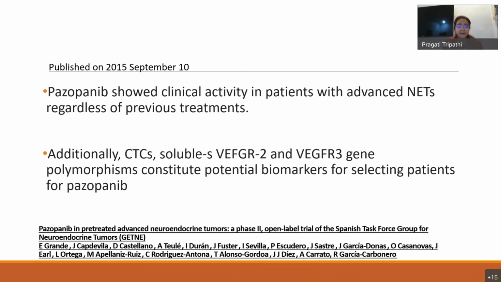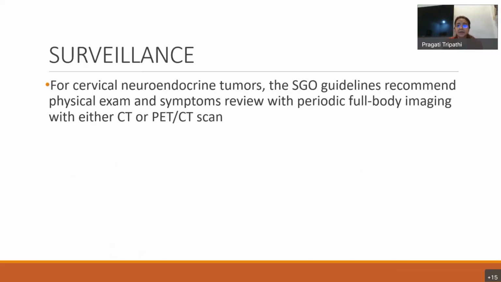There was another study done by Grande et al. where pazopanib was evaluated in the treatment of advanced neuroendocrine tumors. It was found to be effective, and for further selection of the patients, the cancer tumor cells and soluble VEGFR gene polymorphisms were included and tested, and if they were found positive, these patients were very good candidates for pazopanib. Now the surveillance.